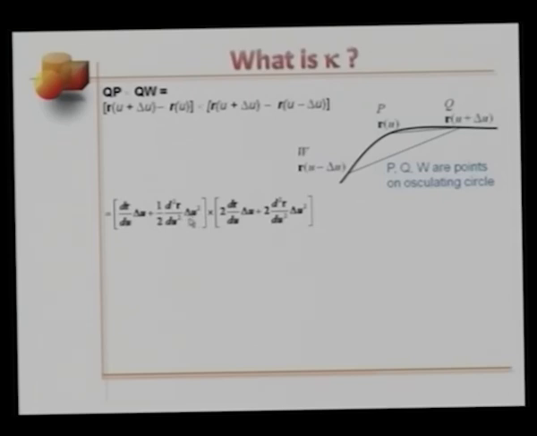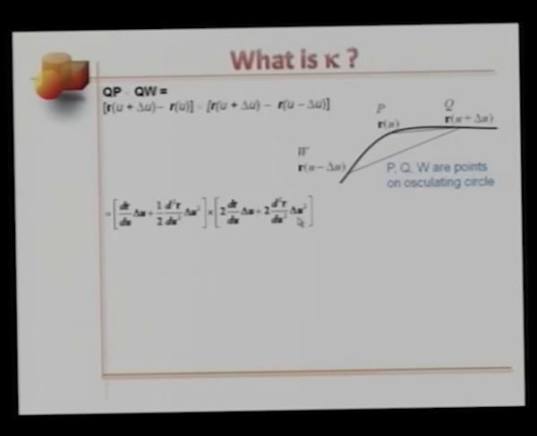The term R(u) gets cancelled with this. So these two terms are what are left, and R(u + delta u) minus R(u - delta u), when both expanded using Taylor series, will give us 2 times dr over du times delta u plus 2 times d2r over du squared times delta u squared.